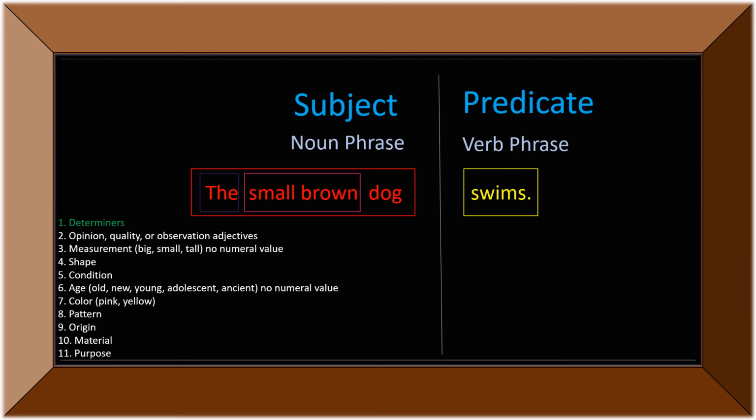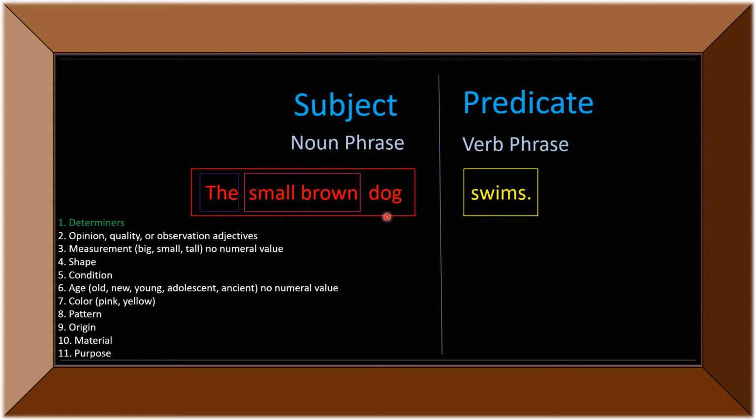The small brown dog swims. The small brown dog is the noun phrase and the subject of the sentence. The is a determiner, a definite article. Small and brown is the adjective phrase. Cumulative adjective, attributive adjective. Now, small is measurement, which is number 3 on the list. Brown is color, which is number 7 on the list. So it's following the adjective order.